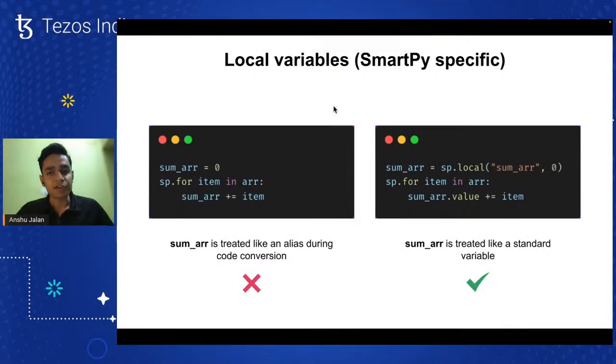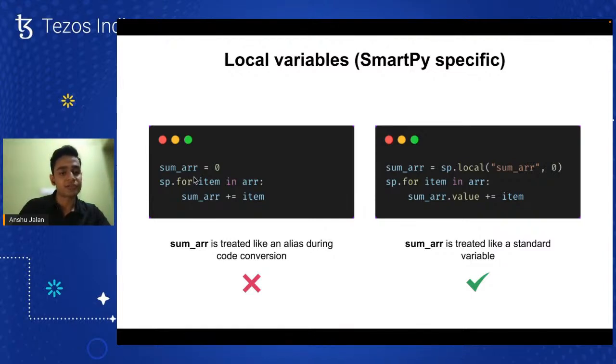So next, local variables. Now this is a SmartPy specific design choice. So let's say on the left hand side, I have a general Python program or a bunch of instructions in general Python. And how would you expect to sum up all the items in an array in Python? Well, you just have an initial variable where the value is 0. And I shouldn't have mentioned sp.for. It's just going to be for. And then you just iterate over all the items in some array called ARR, and you keep summing them up, right? And this works in Python, but it won't work in SmartPy.